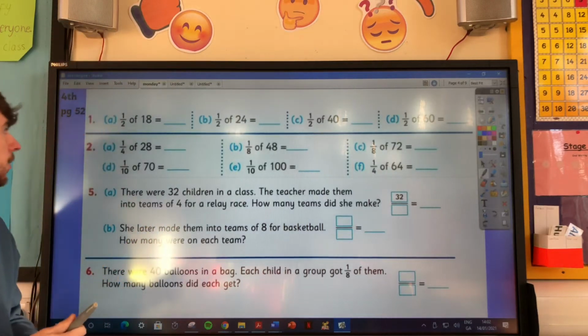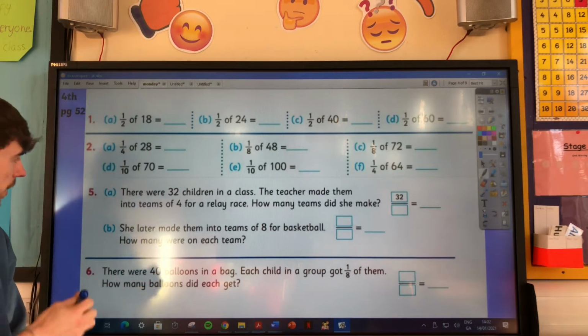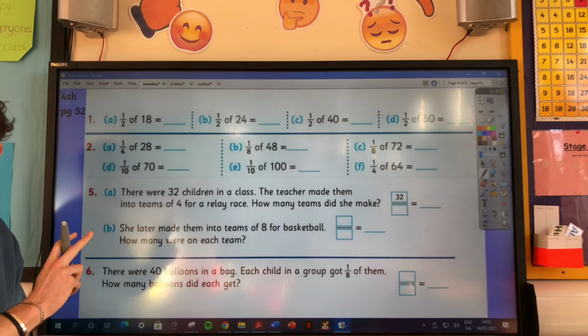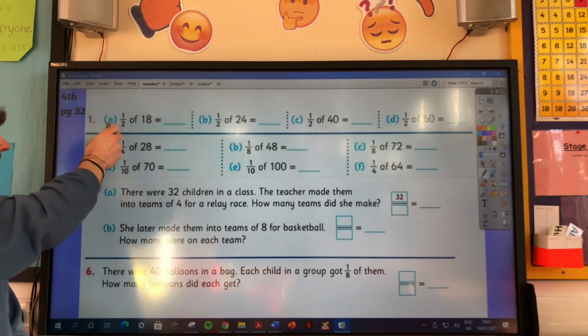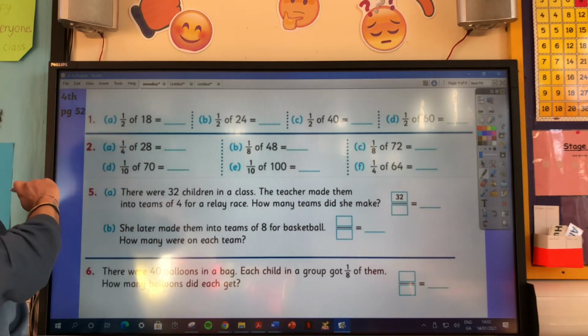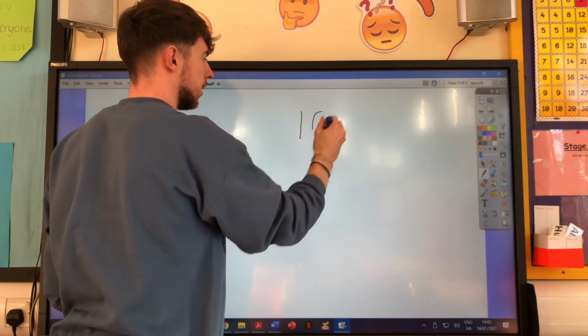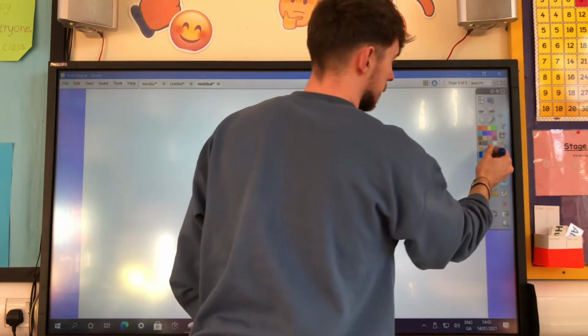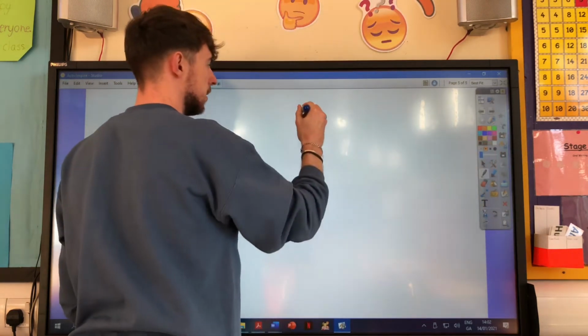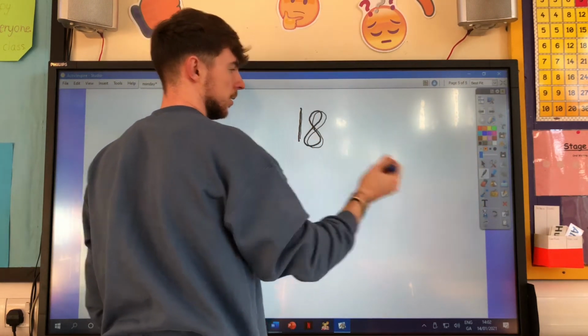Page 52, we have question 1, 2, 5 and 6. Okay, so we're doing the same thing here. We're trying to find half of 18. So what do we know 18 is? 18 is the whole number.